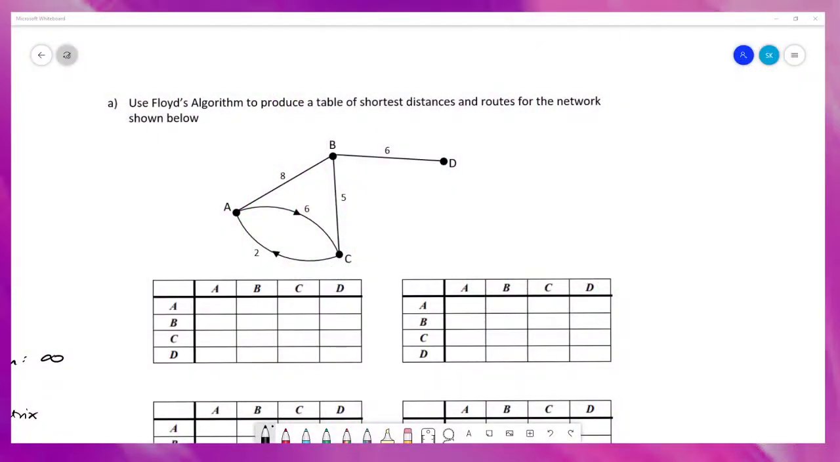So this is the example we're going to look at. You can see just off my whiteboard there I've got the instructions that we looked at in the previous video. I'll move the whiteboard around so we can see those broadly at the same time. This is the example we're going to be looking at though. Use Floyd's algorithm to produce a table of shortest distances and routes for the network shown below.